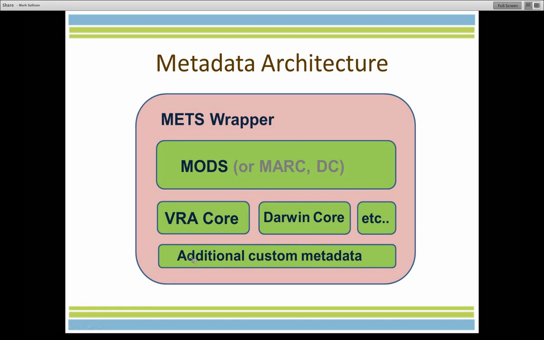So quite often that additional custom metadata is really just for the new incoming object. So if you're loading a new object, brand new, you could list things like what collection should it be in, what are the wordmarks, etc. And that would all go here in this additional custom metadata section.